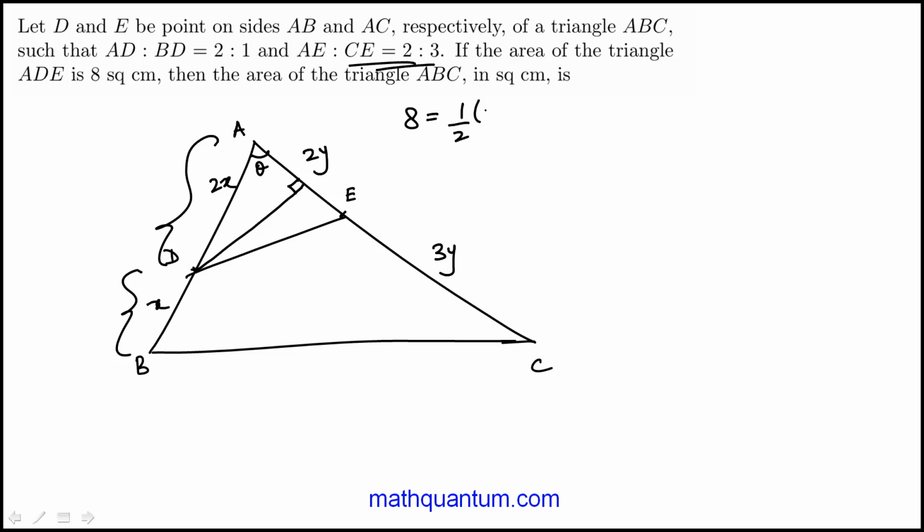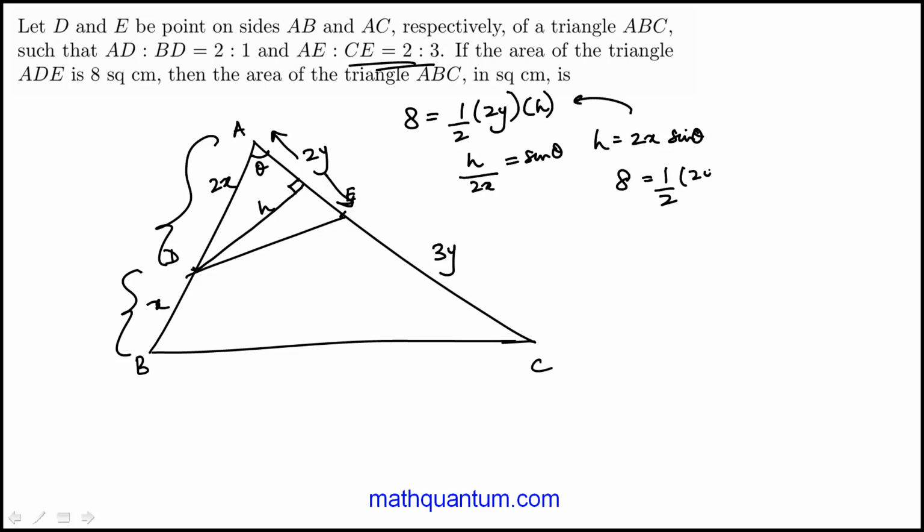So half base, which is 2y here, that's the base I'm calling, and let's say the height is h. So the height over the hypotenuse is sine theta. So height is 2x sine theta. So if I replace that here, this is our relationship, 2x sine theta. Now we'll do the same thing for this triangle here.